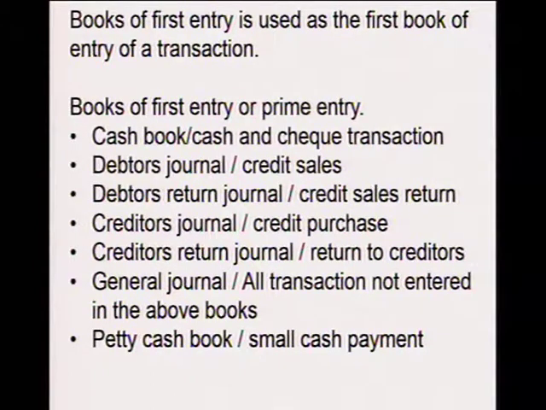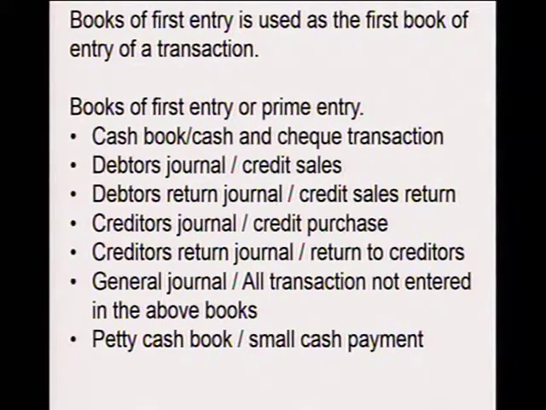The next topic is the books of first entry, used to enter different types of transactions. We have 7 books of first entry, namely the cash book. As we know, in the cash book we record the cash and check transactions. We have the debtors journal, where we record the credit sales. We have the debtors return journal. If the debtors return goods, we record it there as credit sales return.